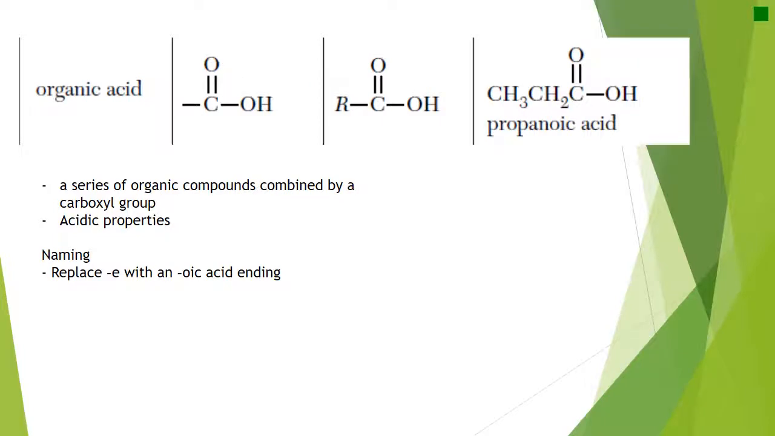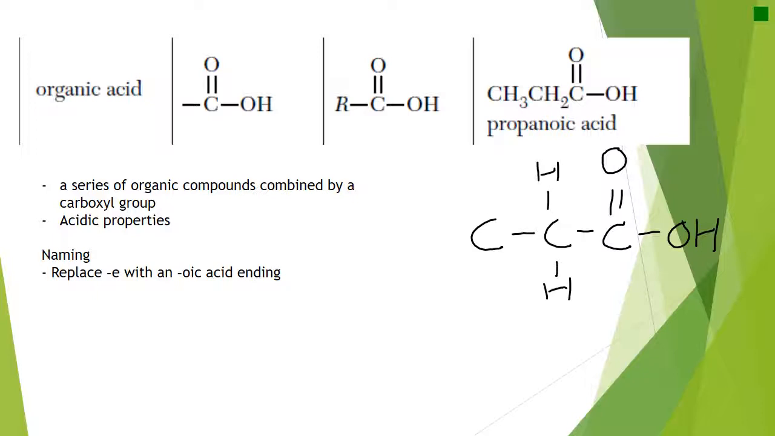And to just draw one of these out, so you have your 3 carbons, you have your double bonded oxygen, and you have your OH at the end. And then put in your hydrogens. And we have now just drawn propanoic acid.